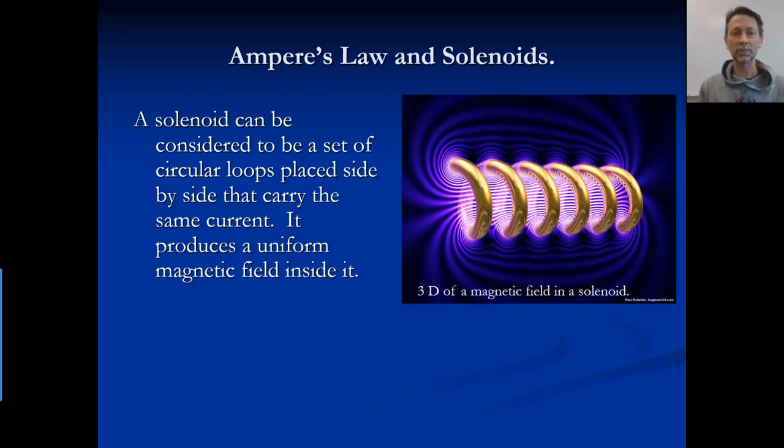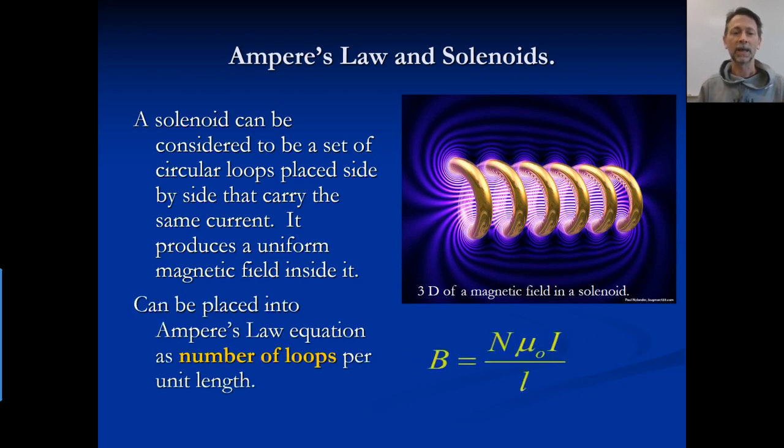A solenoid can be considered a set of circular loops placed side by side, all carrying the same current. You had to do that with your speaker or your wind turbine. If you were making either one of those projects, you were basically making solenoids. It produces a uniform magnetic field inside it, and this can be placed into Ampere's law using that equation.